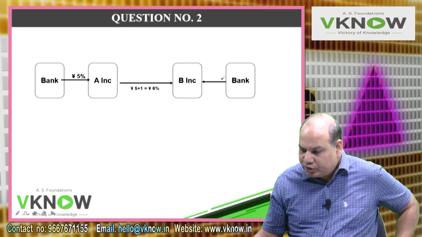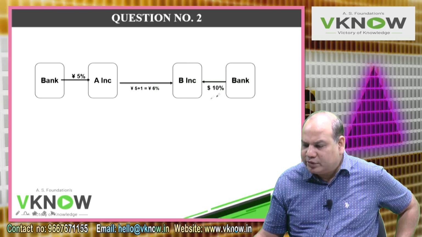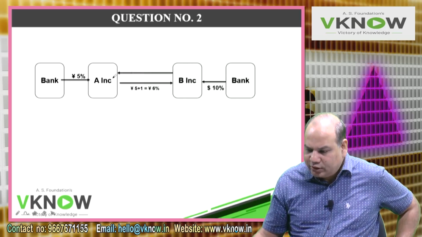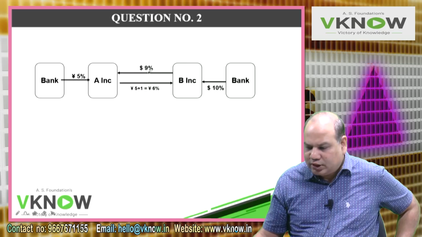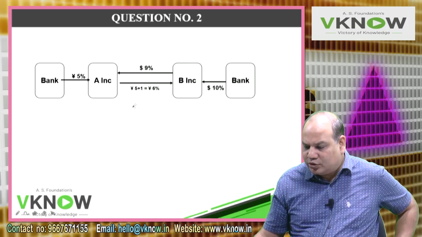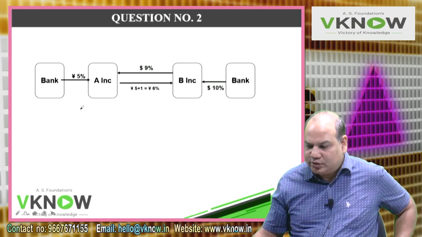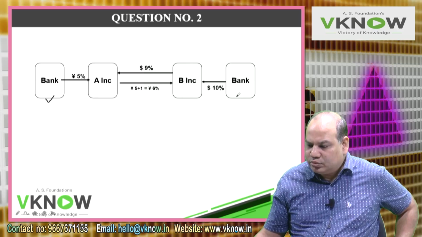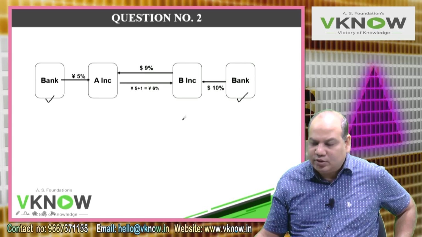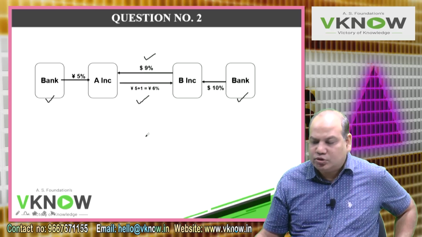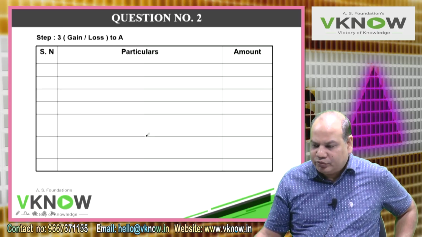Now come to B. B will borrow from its bank dollar loan at 10%, and then transfer it to A at 9%. If you can draw this diagram, this also helps you to get a very clear idea how the transactions are taking place. They will enter into loan contract with their respective bank and then they will swap their loan, and this way both parties will be able to save 1%, right?